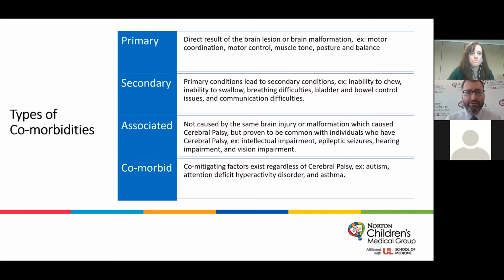Secondary are then downstream effects from that. So if you've got problems with motor control, for instance with your mouth or with your throat, you could have problems with speaking or swallowing. Then we talk about associated comorbidities. These are things that are maybe not caused by the same brain injury, but are very common in patients who have cerebral palsy. So these are things like intellectual impairment, epilepsy, visual impairment, hearing impairment, and these are things I'm going to focus most of my talk on today, as well as comorbid conditions. So things like ADHD, learning problems, asthma.